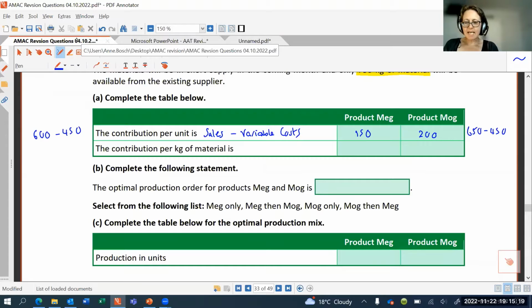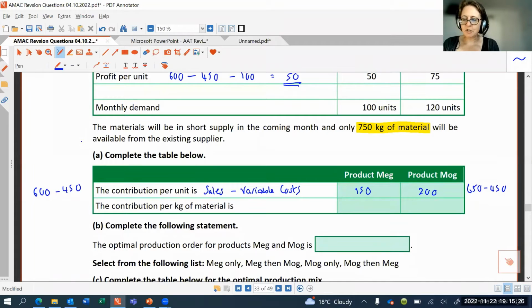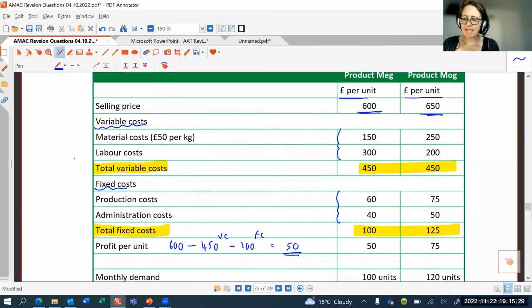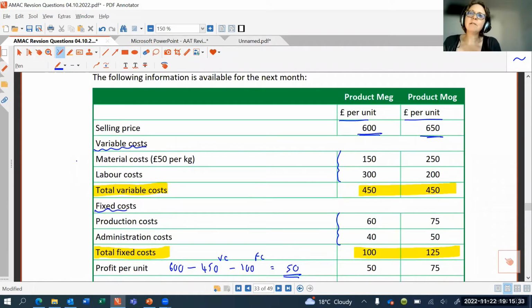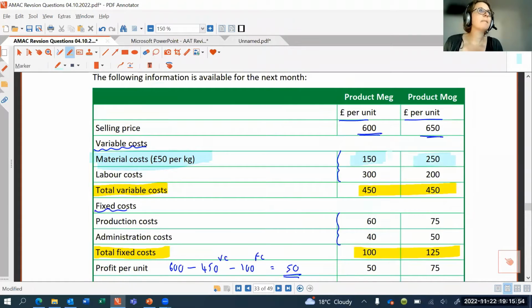Right. The next thing is the contribution per kilogram of material. So I know what it contributes for a whole meg, but how much does it contribute per kilogram? I need to know how many kilograms it takes to make each unit. The question doesn't tell me that precisely, but it does give me the information to find out. How many kilograms are used making a meg? Anybody see that? Have a look at the material line here. Yes, well done. So you know that you're spending £150 on product meg, but you also know that it's £50 for each kilogram. So from that, I can work out I need 3 kilograms for a meg.